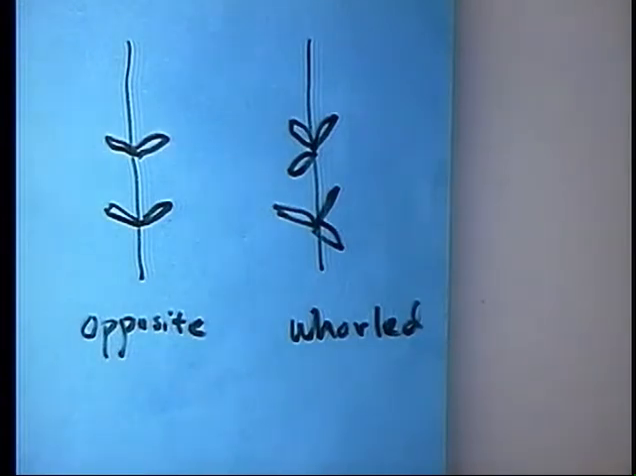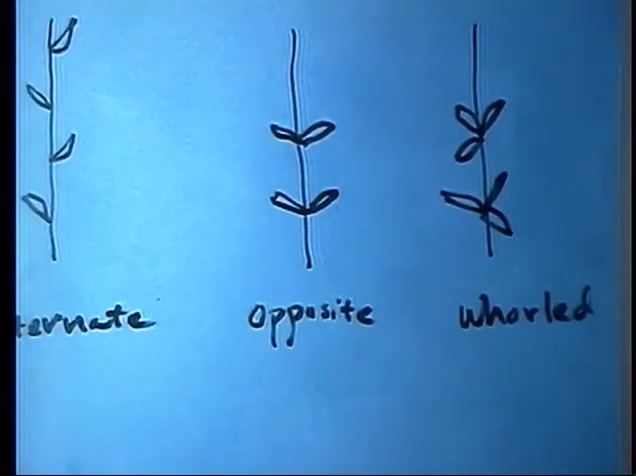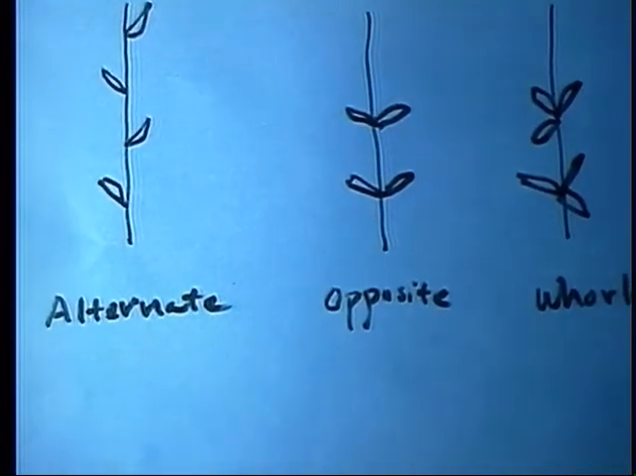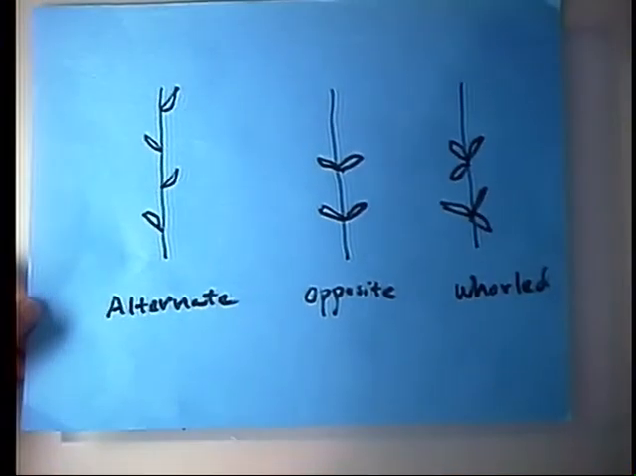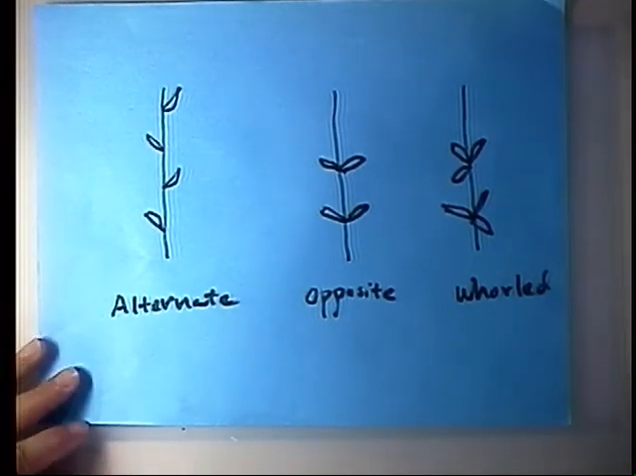So we talked about leaf arrangement: alternate leaf arrangement, opposite leaf arrangement, and whorled leaf arrangement. Three different types of leaf arrangement. And next time I will probably have samples for you folks to look at.